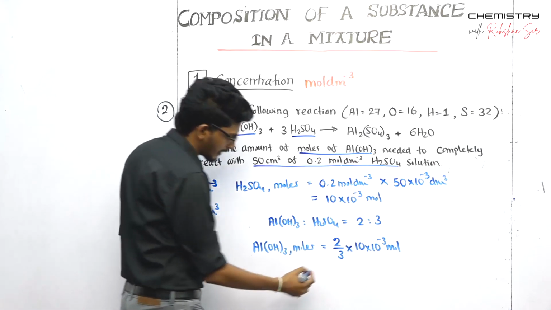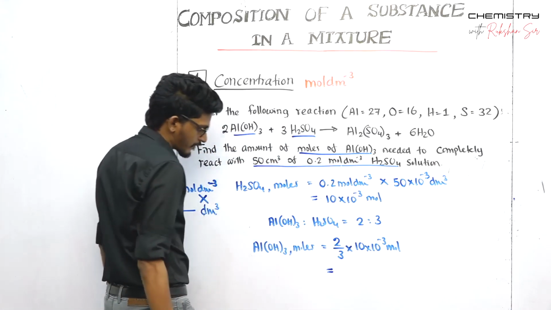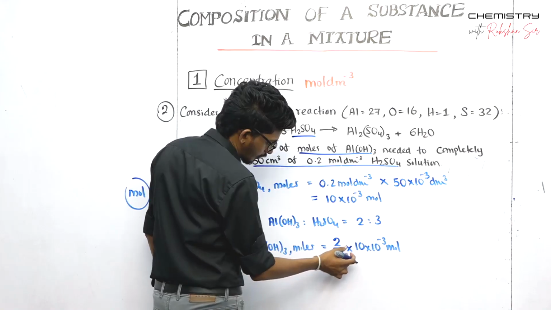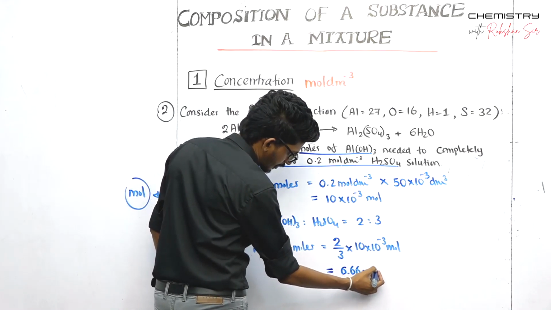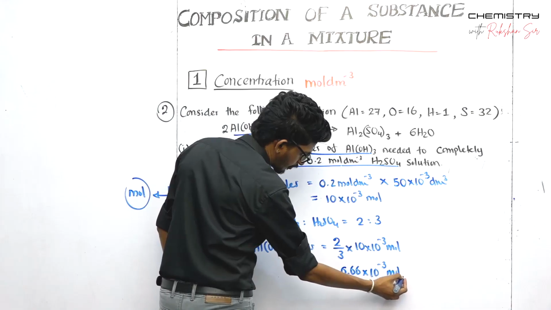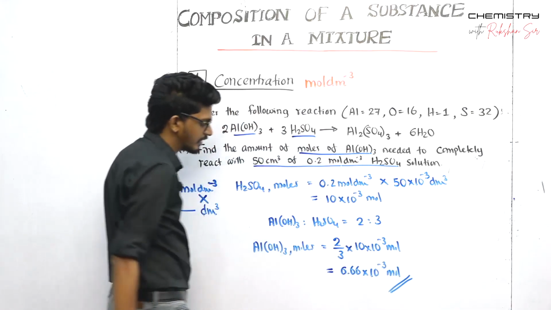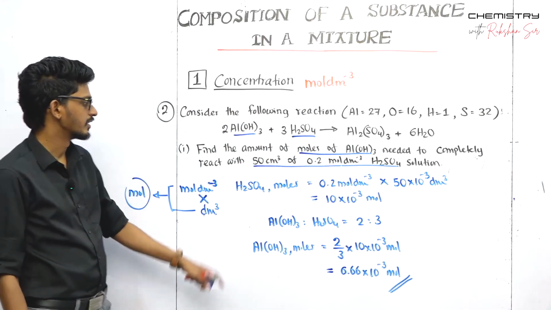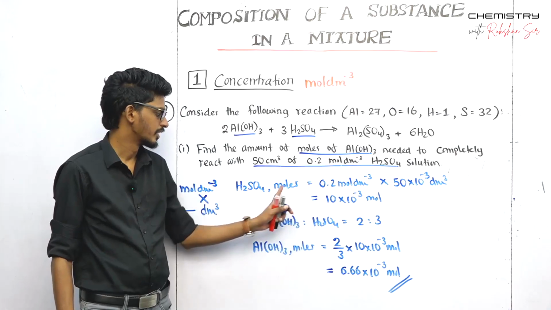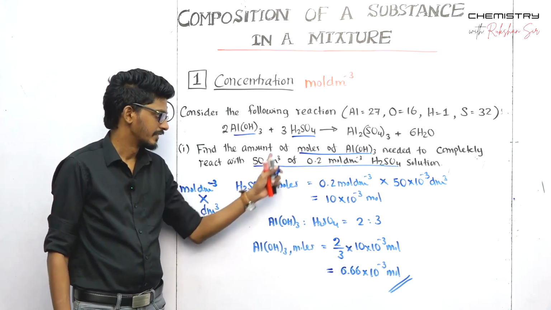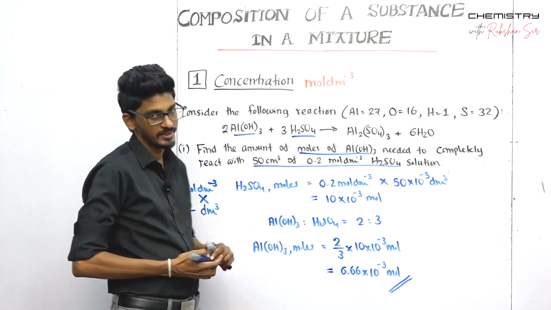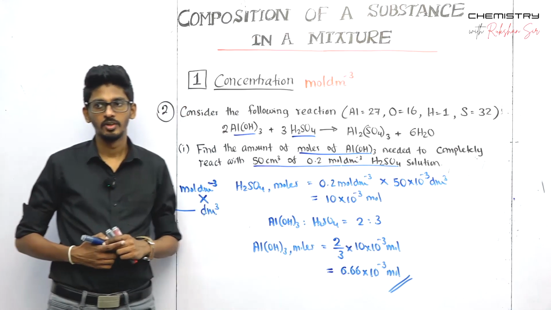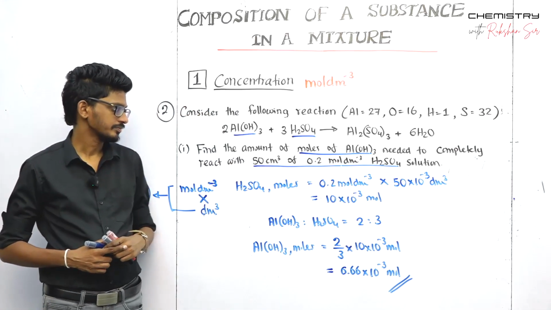So that value will be given as 20 over 3, which is 6.66 into 10 to the power minus 3. That is the number of moles of aluminum hydroxide needed to completely react with this amount of moles of H2SO4, or this volume of H2SO4. So that is how we are supposed to solve this question, right?